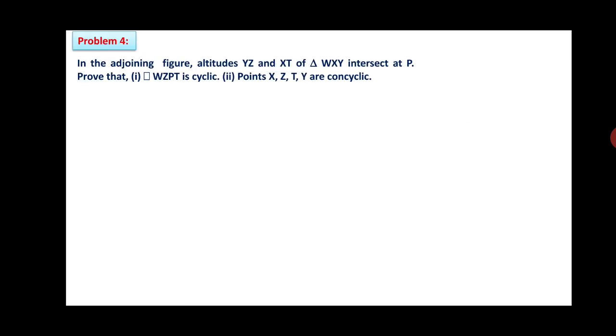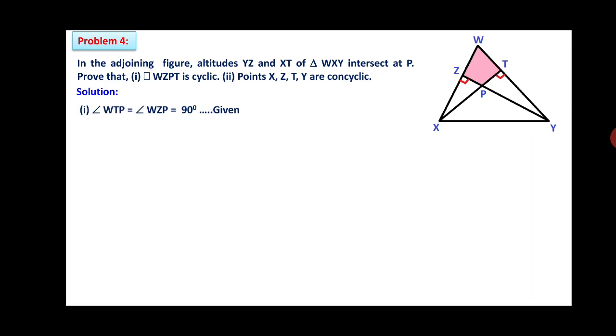Now, friends, we will see the next last problem. One more problem we will consider. In this adjoining figure, altitudes YZ and XT of triangle WXY intersect at point P. Prove that quadrilateral WZPT is a cyclic one, or points X, Z, T, Y are concyclic.